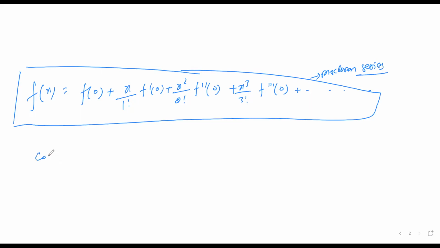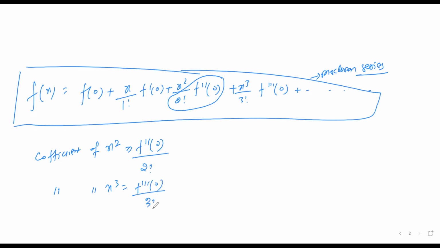If they ask you to find the coefficient of x square, what is the coefficient of x square? It is f double dash of 0 divided by 2 factorial. Or else if they ask you to find the coefficient of x cube, then it will be f triple dash of 0 divided by 3 factorial. Means whatever the function is given, you differentiate it twice and put the value of x is equal to 0. यहाँ पे आपको put करना है value of x is equal to 0. So find the f double dash value, substitute, and you get the answer.